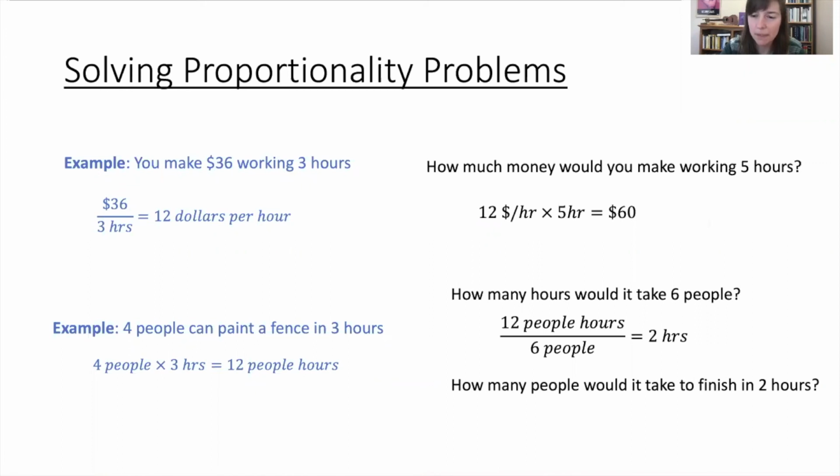All right. And if you did that, it's the similar setup. You've got 12 people hours equals 2 hours times A people. And so solve for people and you get 12 people hours divided by 2 hours. Hours cancel. You get 6 people. And that's good. Since earlier we said it takes 6 people 2 hours, then if you want to finish the job in 2 hours, you need 6 people.